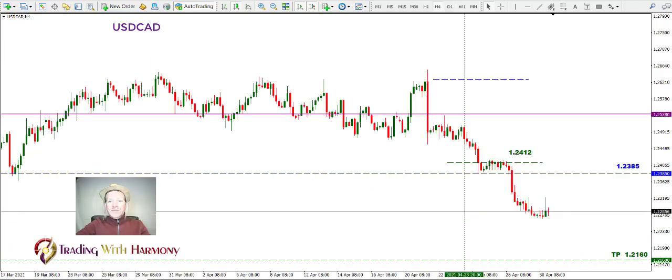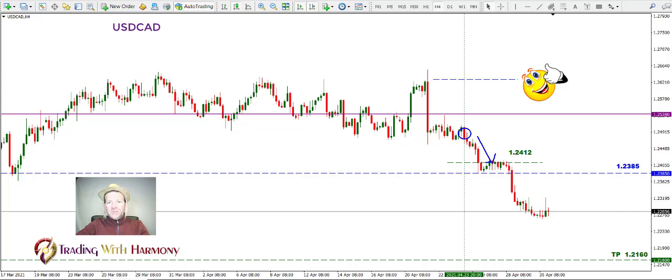So last week then we finished here at this point, and what I was talking about was we were looking for a move down south to hit our TP. So it came down and hit our TP, being the 1.2412. So if you're on that, guys, well done.